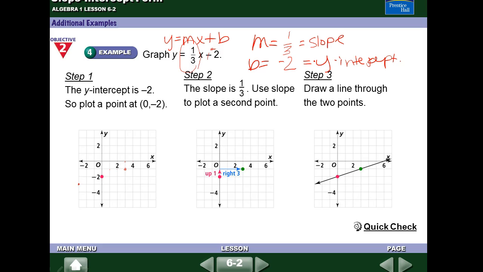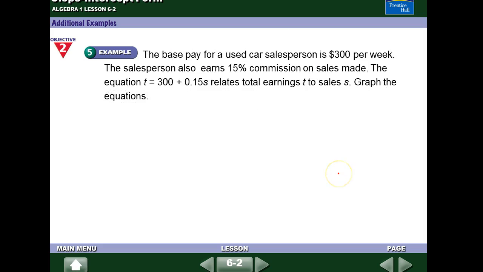Then you can connect your points. So we had here, here, and here. I'd recommend having at least 3 points on your line and then creating your straight line. You can go ahead and work on your practice problems.